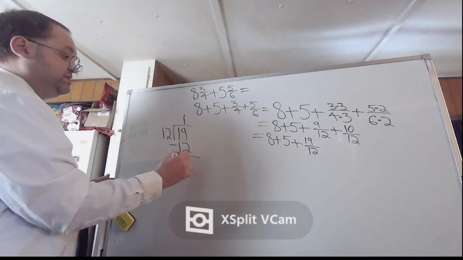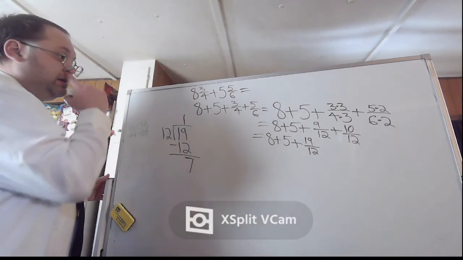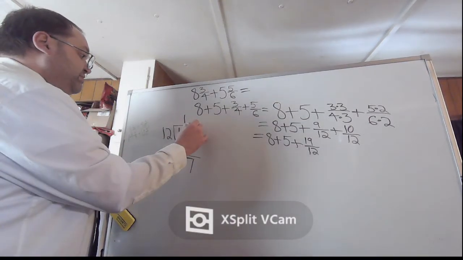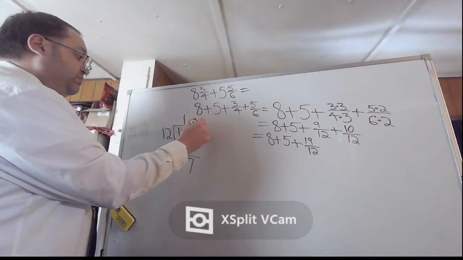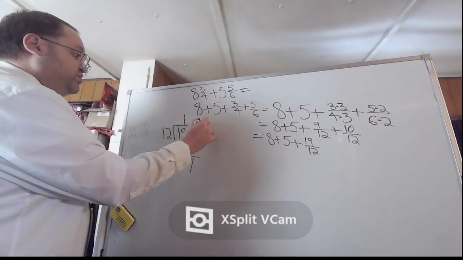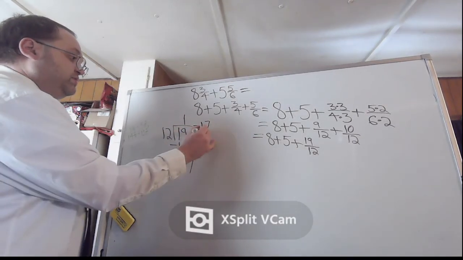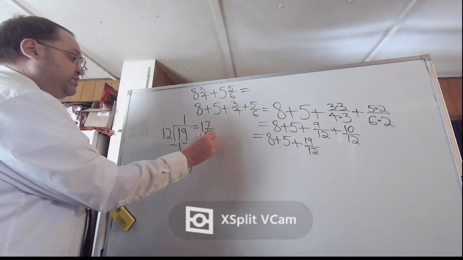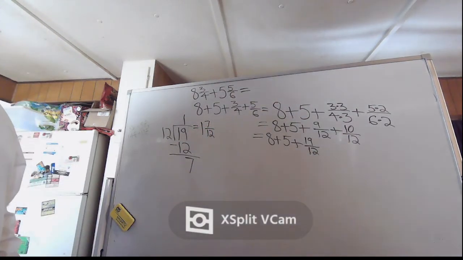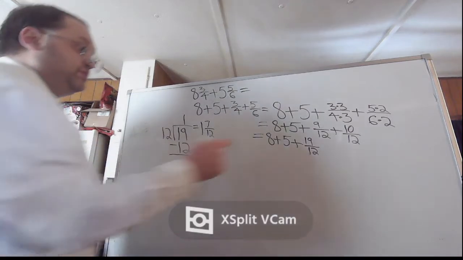So 19 minus 12, well, that's 7. So it looks to be that your mixed number form, you'll have a whole number of 1. The remainder 7 is your numerator. The divisor 12 is your denominator. So you'll have 1 and 7/12 as your mixed number for the 19/12.